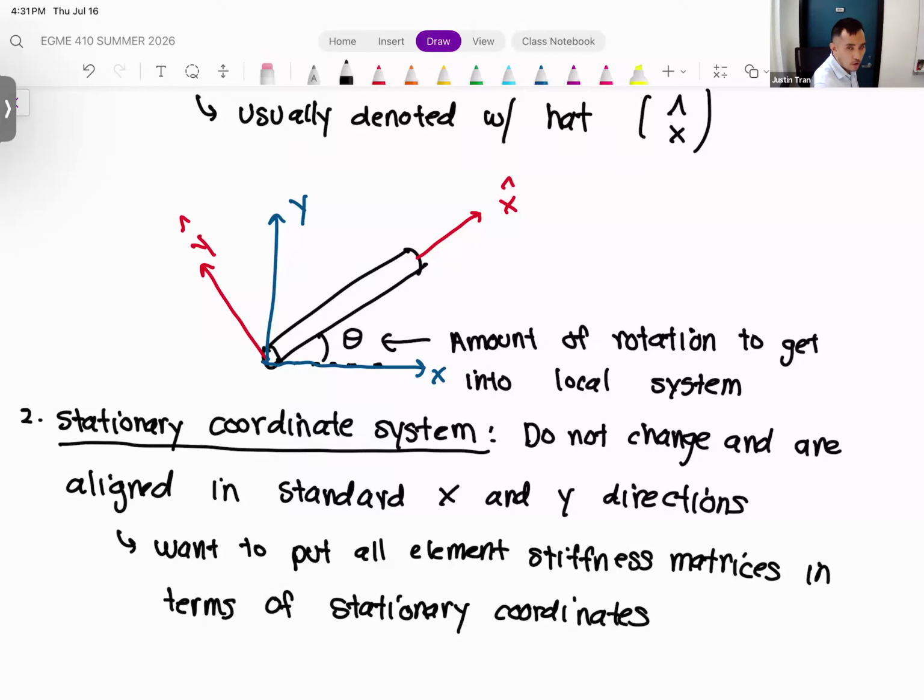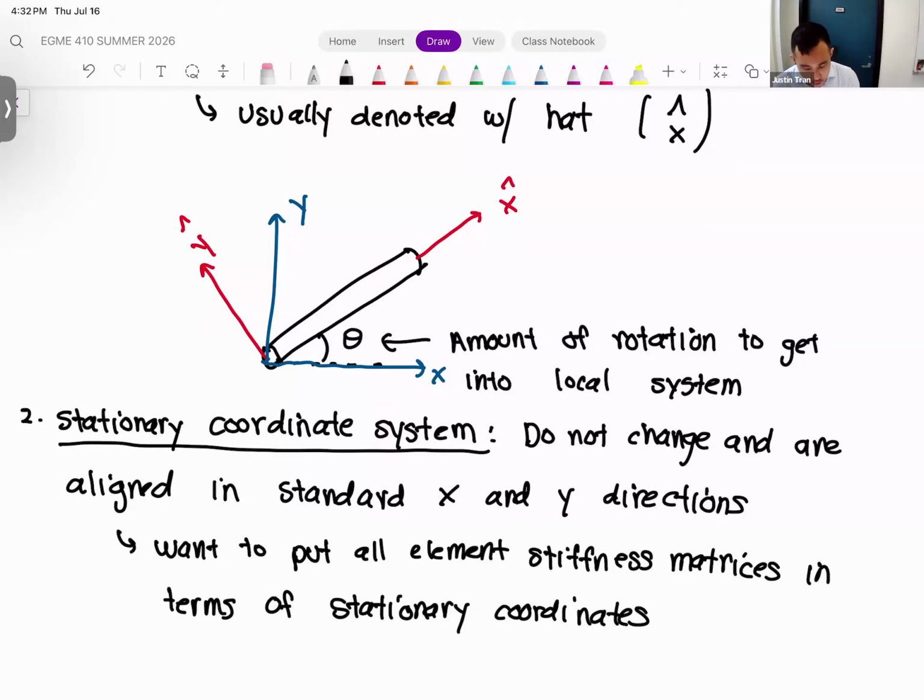Because once we do that, once we're able to put everything in terms of the same coordinate system, that's when we can do our standard procedure. Because if you try to do our standard procedure where you define your element stiffness matrices in the local coordinates, because that's how we've defined them so far, we can't actually assemble them together, right? The assembly step in our direct stiffness process does assume that all of our element stiffness matrices are defined within the same coordinate system.